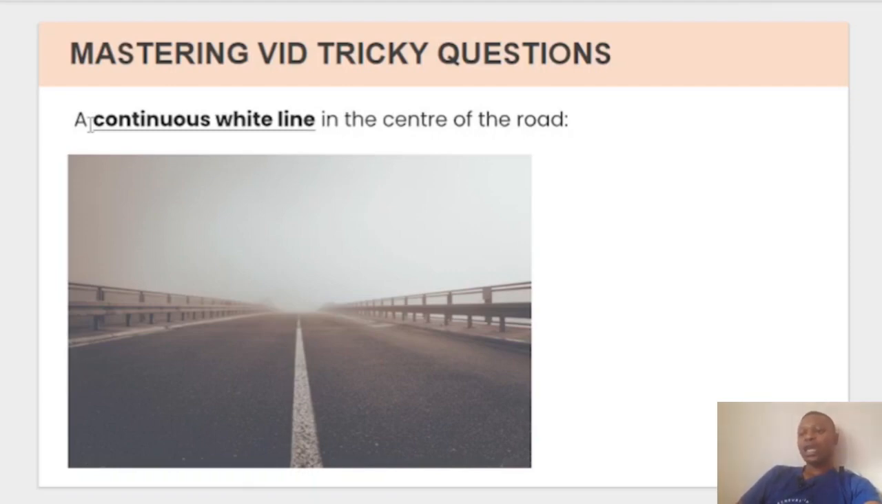A continuous white line on the center of the road. Here we are talking about a continuous white line on the center of the road. You usually see this line where there's a bridge. What this sign means is that no vehicle at any point should straddle this line.